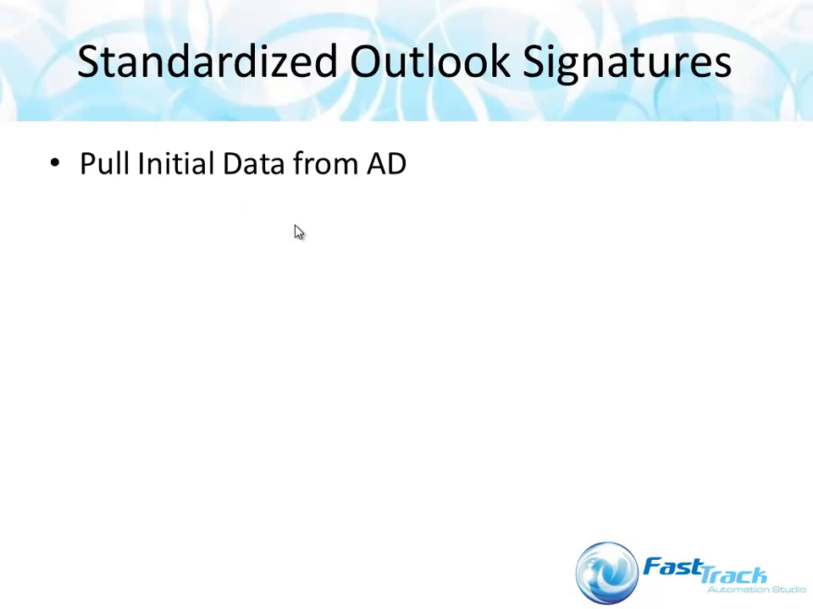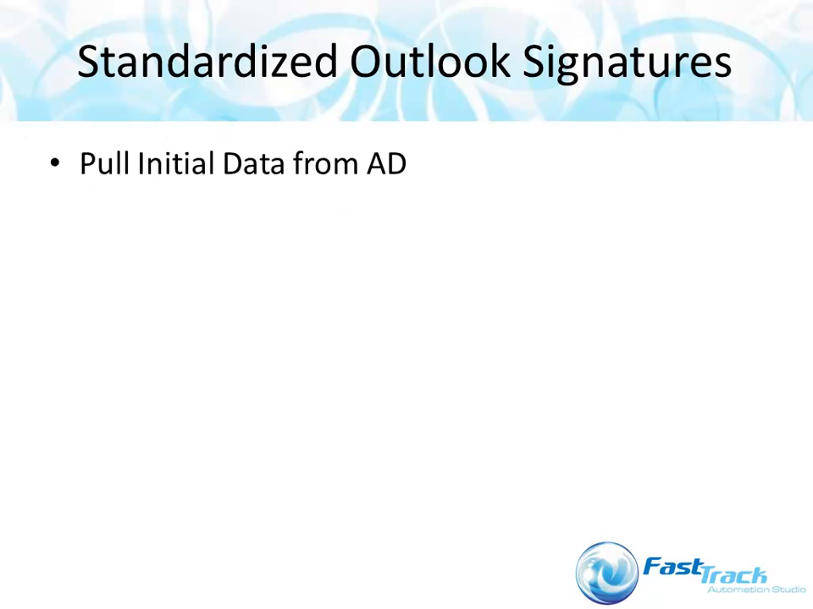During this demonstration of FastTrack Automation Studio standardized Outlook signatures, we're going to show you a custom environment that allows you to use data from Active Directory and let the end user interact in order to ensure that the signature that's deployed will be correct on their workstation.